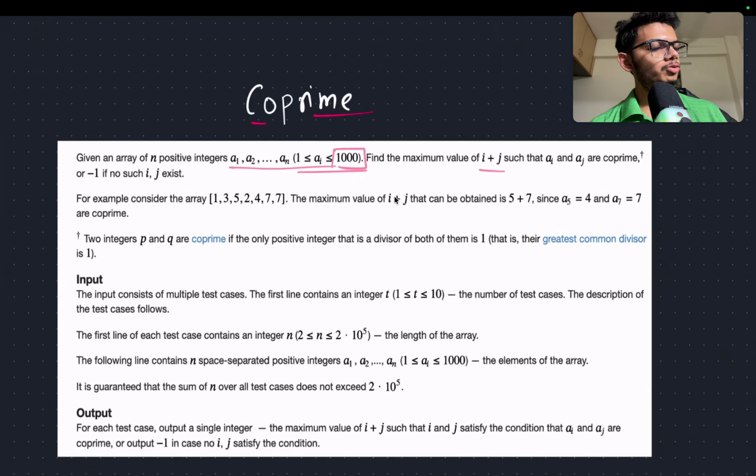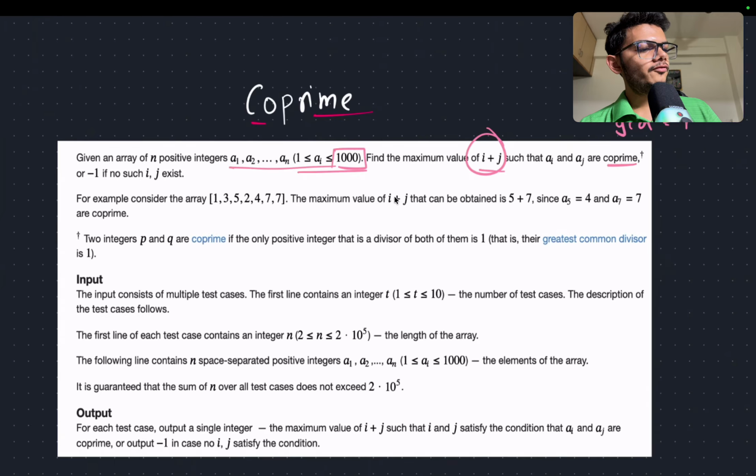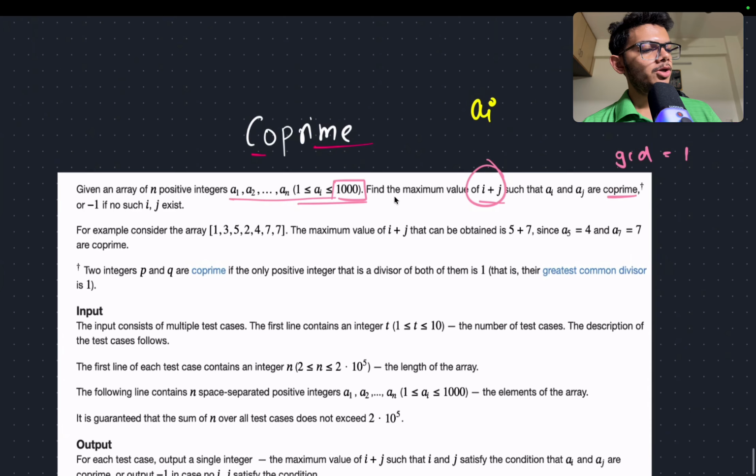Now, what is coprime? Coprime simply means the GCD is 1, right? In other words, the highest factor that they share is simply 1. GCD, HCF, the same thing. So you want to maximize the value of i plus j, that is, you want to maximize the sum of their positions. You want to find a pair ai, aj such that i plus j is maximum and the GCD of ai, aj is 1. Across all such pairs, you tell me the maximum position sum that you can achieve.